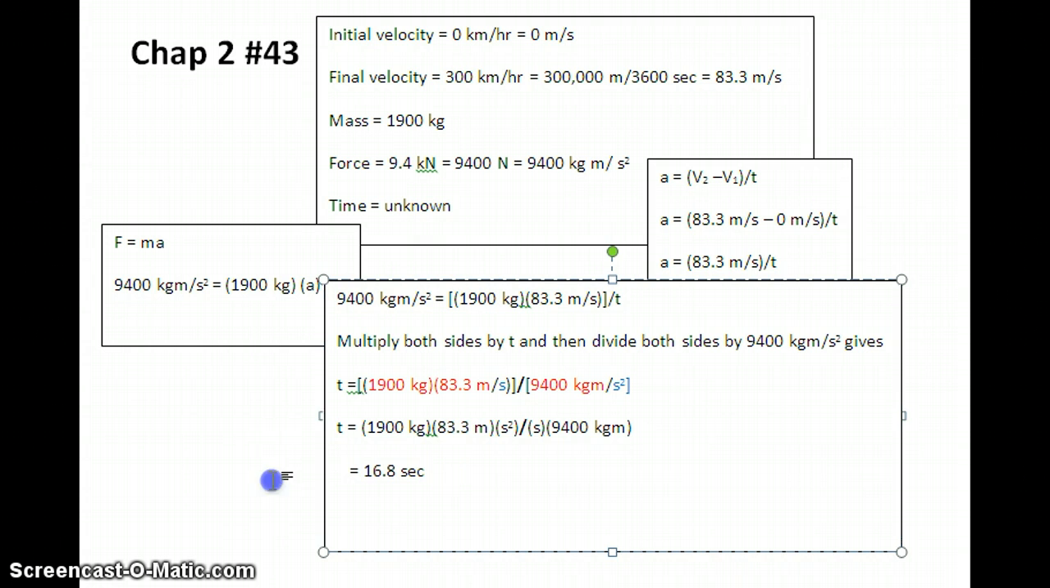And when I go through the math and multiply 1900 times 83.3 divided by 9400, I'll get 16.8, and that's the answer. So it takes 16.8 seconds, that's the unknown time, if I have an initial velocity of 0 and my final velocity is 83.3 meters per second, and my mass is 1900 kilograms. The force the car exerts is 9.4 kilonewtons. So that's the amount of time it takes to achieve this velocity.